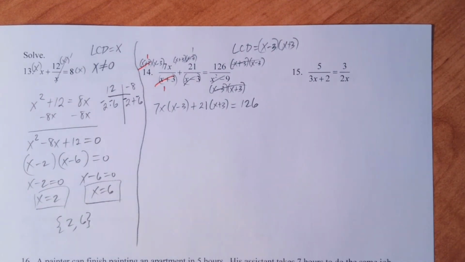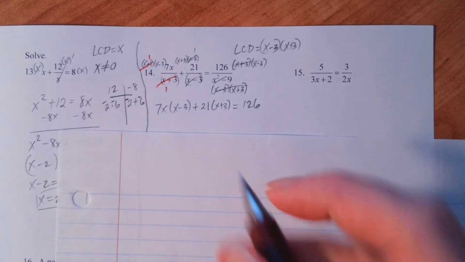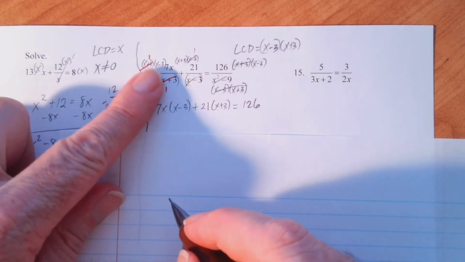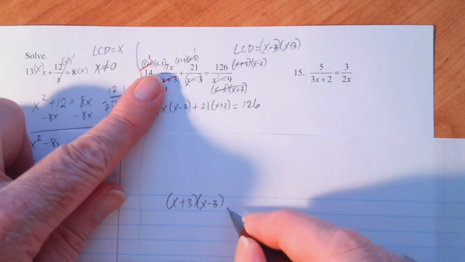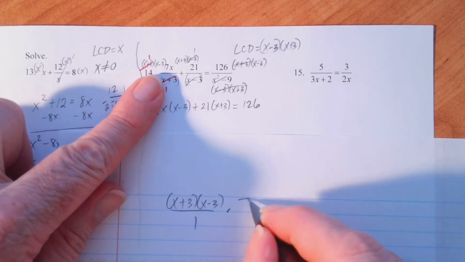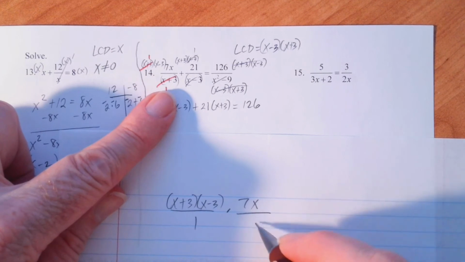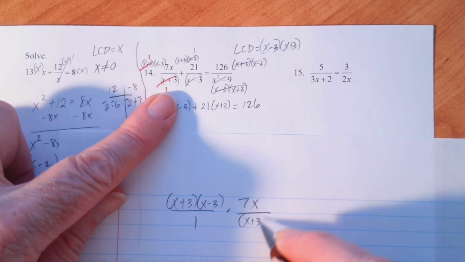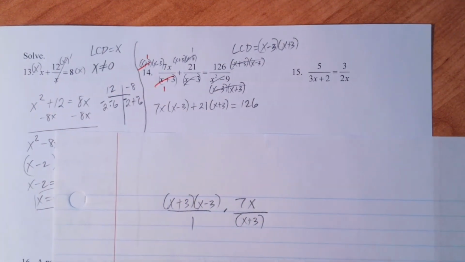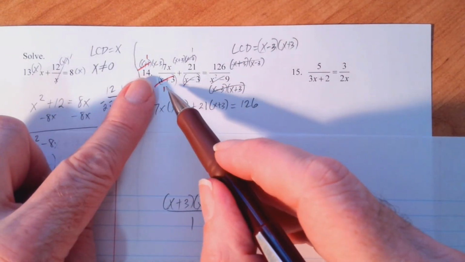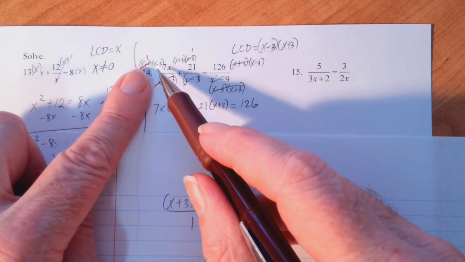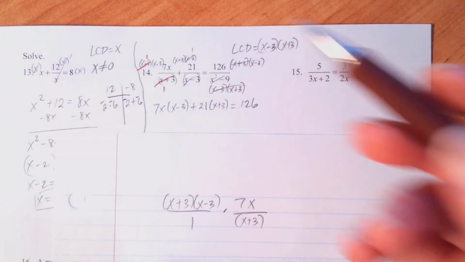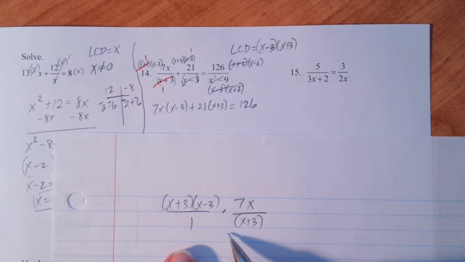Now I just wanted to point out that if it helps, you may want to write x plus 3 times x minus 3 times 7x over x plus 3. So I'm just doing the first multiplication here because a lot of times people cancel and they're not sure why they're multiplying the x minus 3 times 7x. Well, it's because of the way we do the multiplication of fractions.